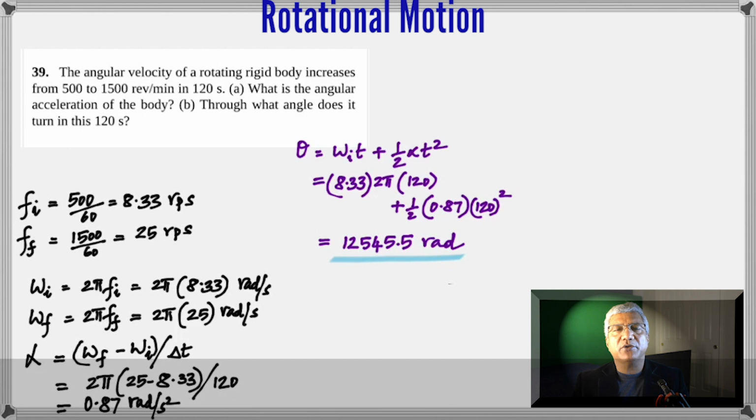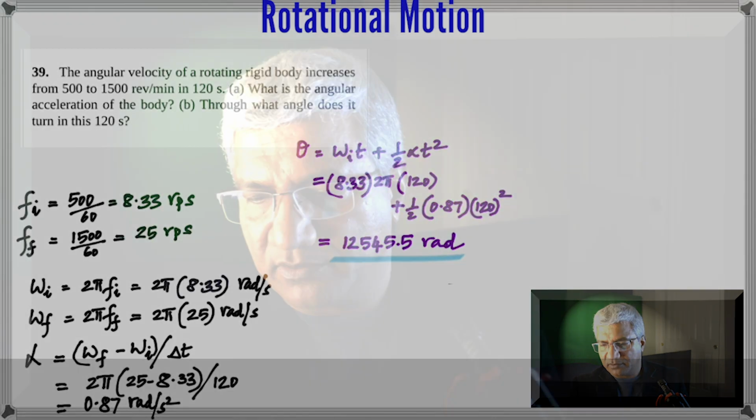Yes, because we know that 2 pi radians is one rotation. So once you get the total angle, you just divide it by 2 pi and it'll give you the total number of rotations it made before it came up to that speed. Should be able to do that. All right, let's move on to the next one.